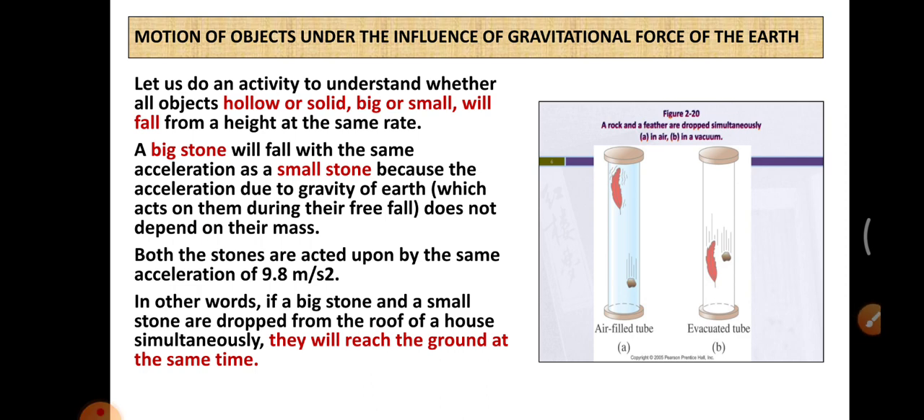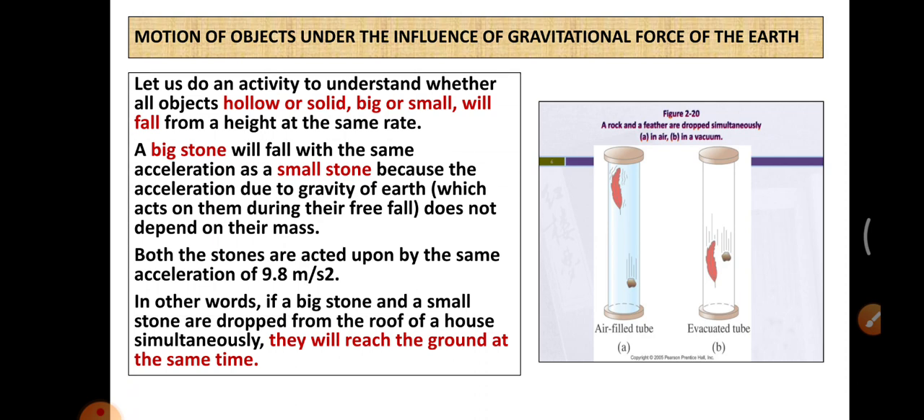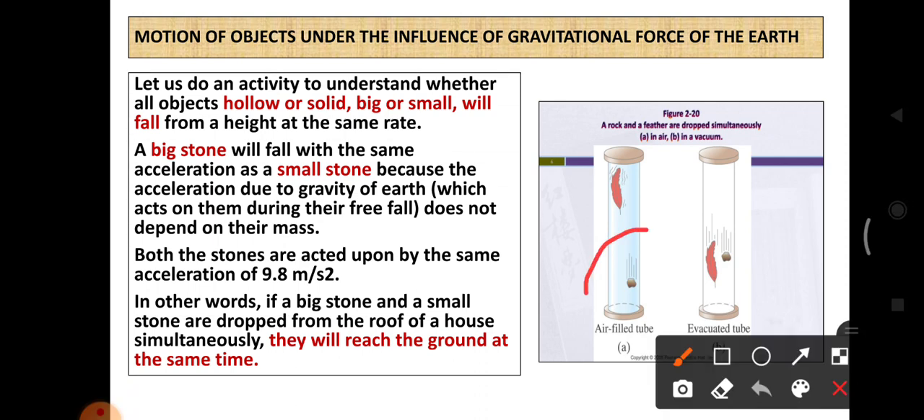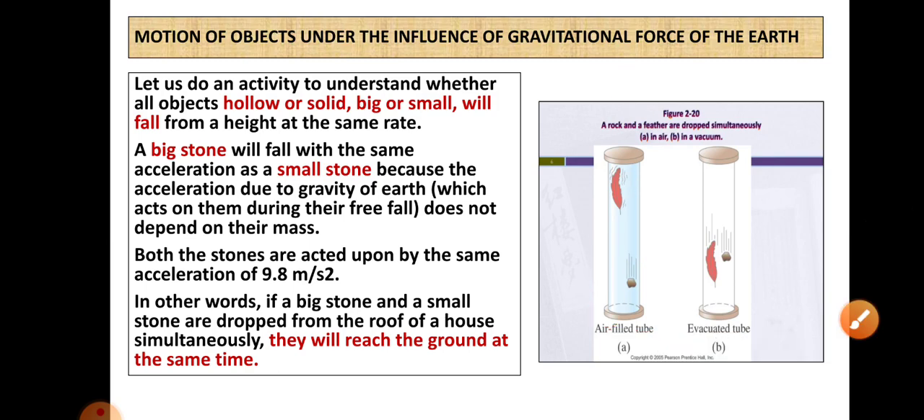Motion of an object under the influence of the gravitational force of the earth. What is meant by the motion of an object under the influence of the gravitational force of the earth? Take this as the earth and this as an object. Due to the gravitational force of attraction, the object is accelerated towards the earth. Let us do an activity to understand whether all objects, hollow or solid, big or small, will fall from a height at the same rate.